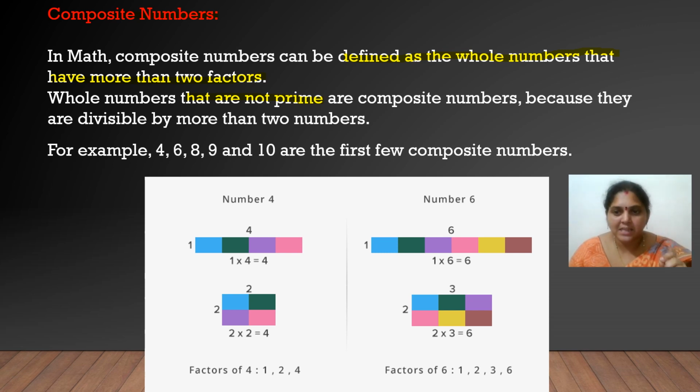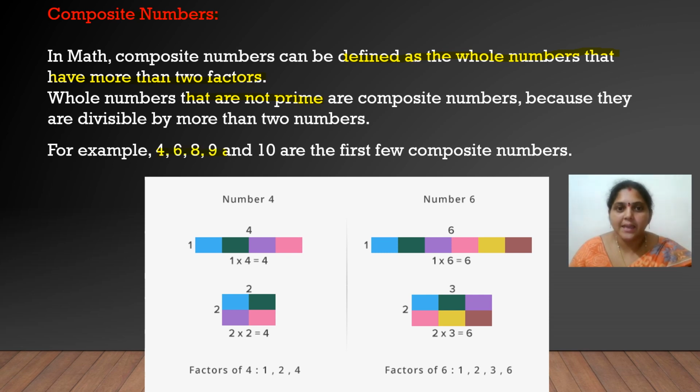Till now we have seen that for prime numbers, the factors will be only 2. It means the number we have taken will be only in 2 tables: one table and the number's own table, right? But composite numbers means we will be having more than 2 factors. So I have taken some examples here.